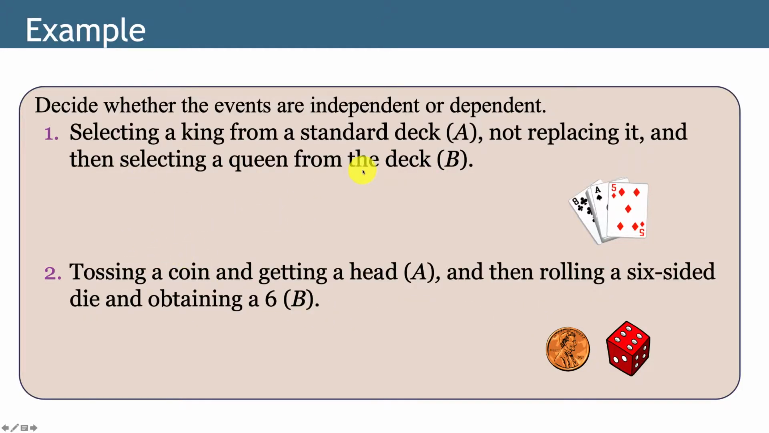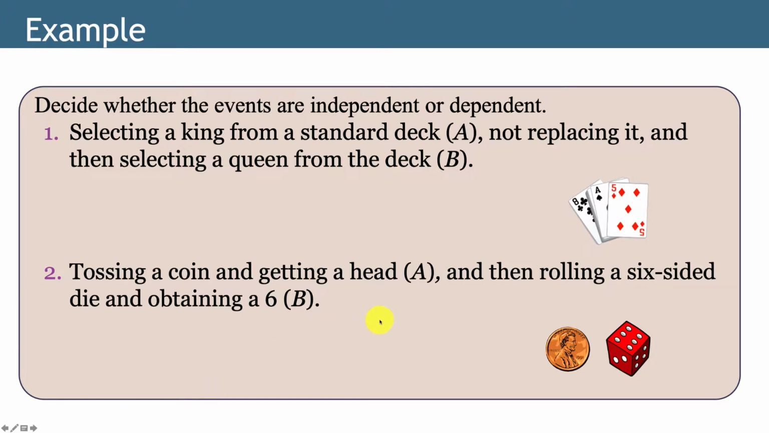So, selecting a king and then not replacing it, and then selecting a queen. Well, if I didn't replace it, that changes how many cards are left the second time. So these would be dependent events.